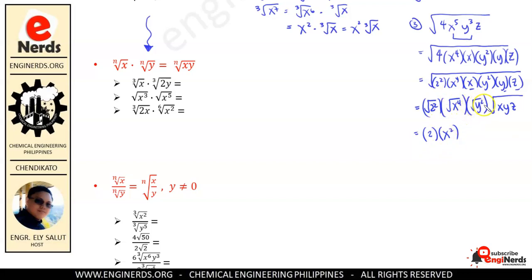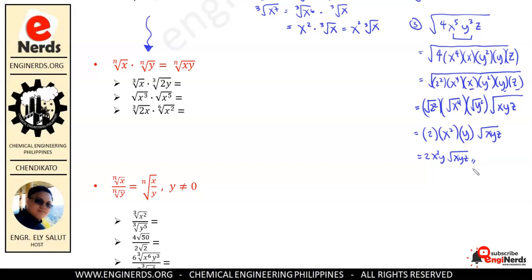And we have square root of y squared. So we'll have here y. And this will be square root of x, y, and z. So therefore, our answer here will be 2x squared y square root of x, y, z.